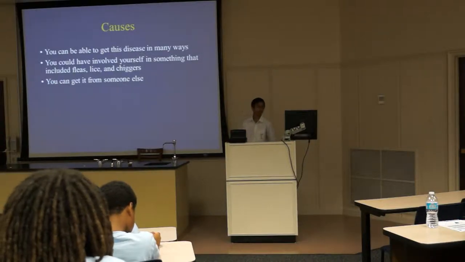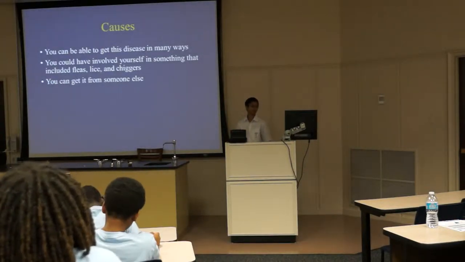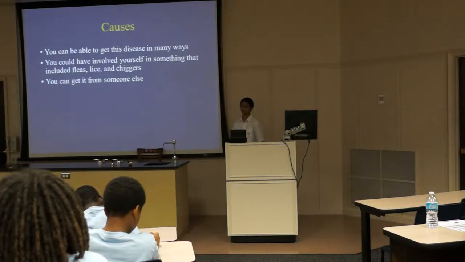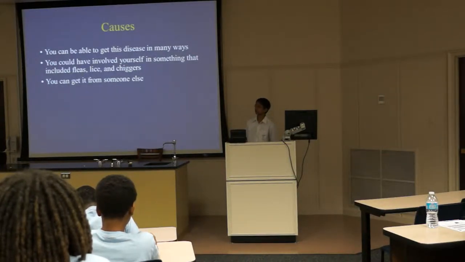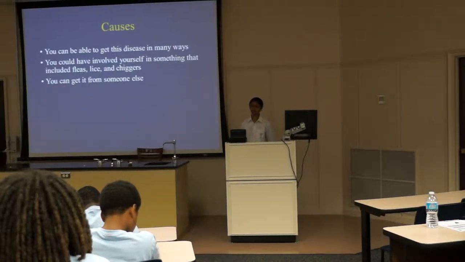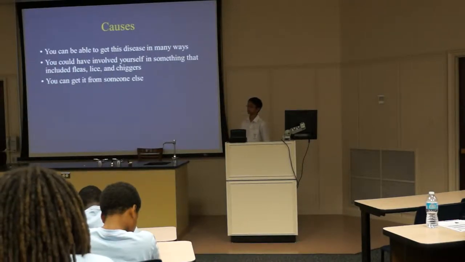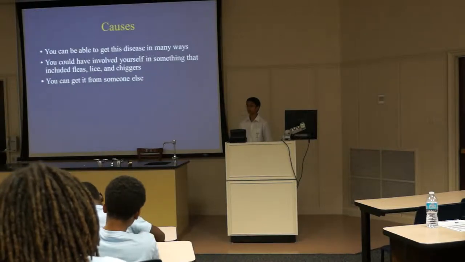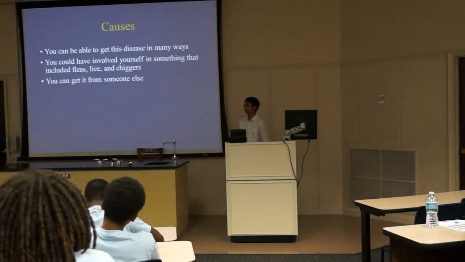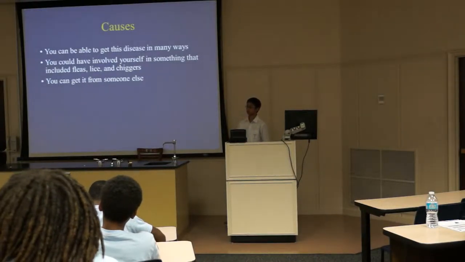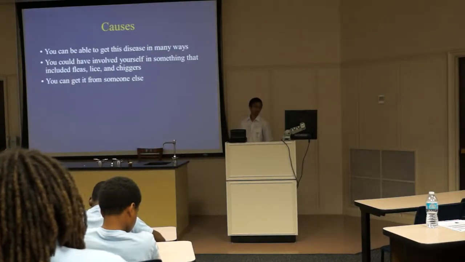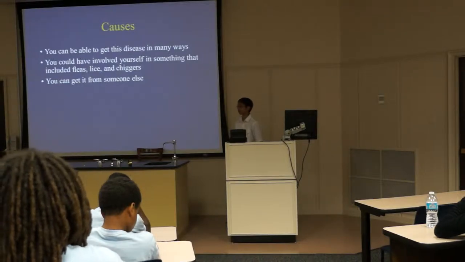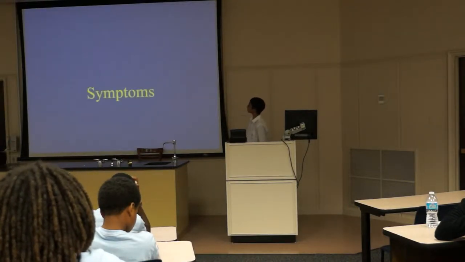Some causes of typhus are that you could get yourself involved in something that included fleas, lice, or chiggers, such as going to jail. And that is why typhus is more common in adults, because they're more at risk of getting typhus than children. Or you could get it from someone else because it is contagious.